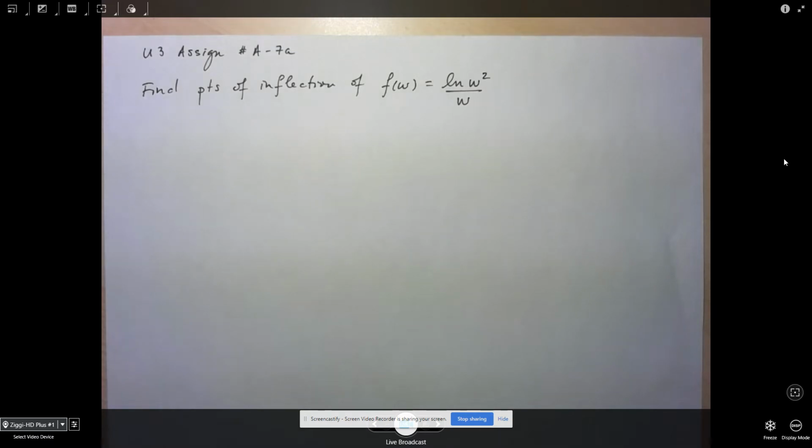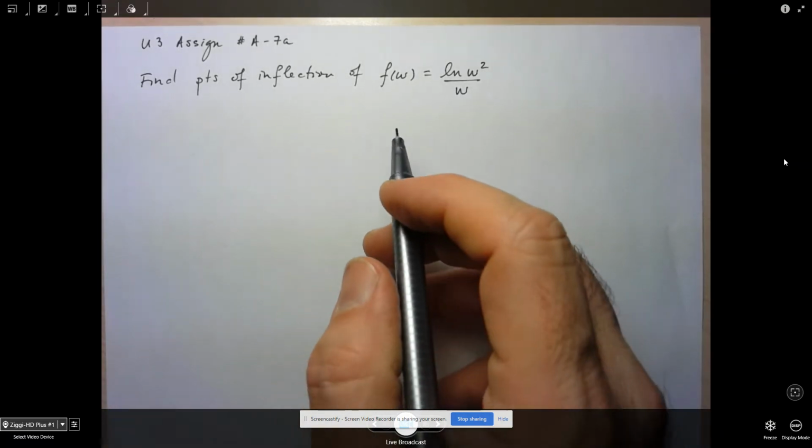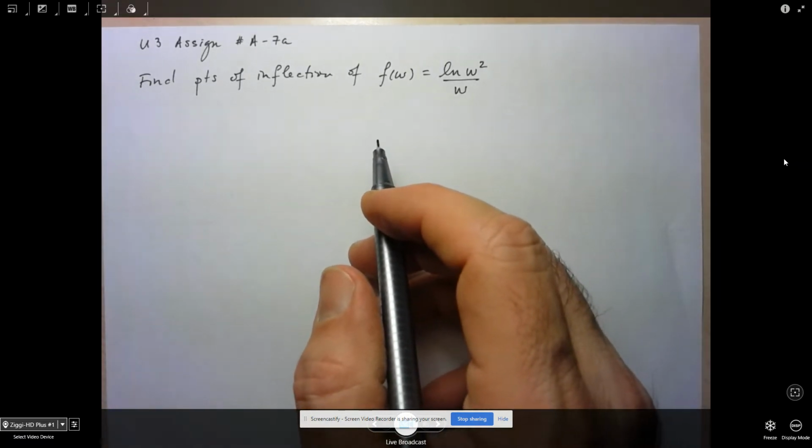Hi folks, we're going to take a look at 7A from part A of the Unit 3 assignment. So they want us to find the points of inflection of this function here. So in other words, we're going to be working with the second derivative.